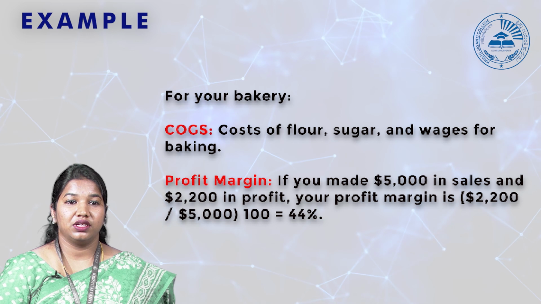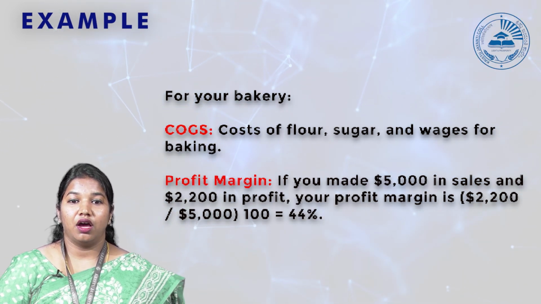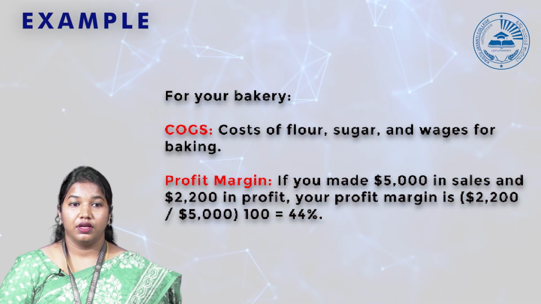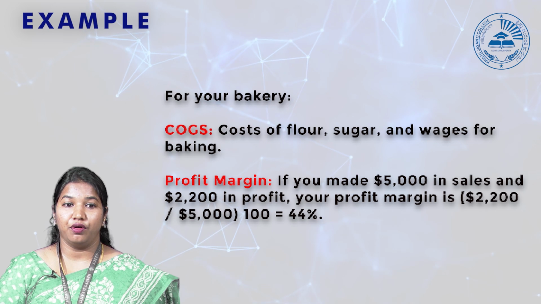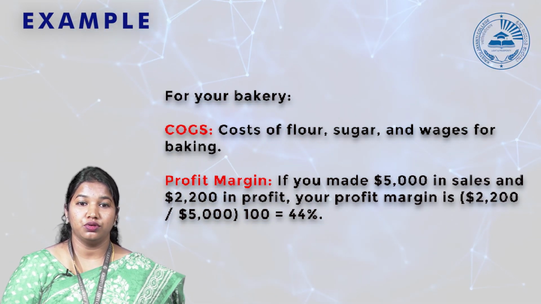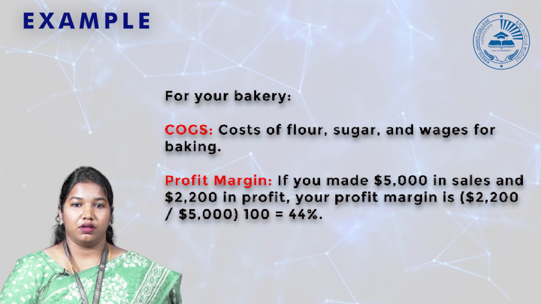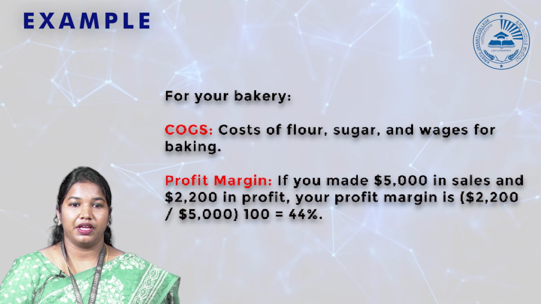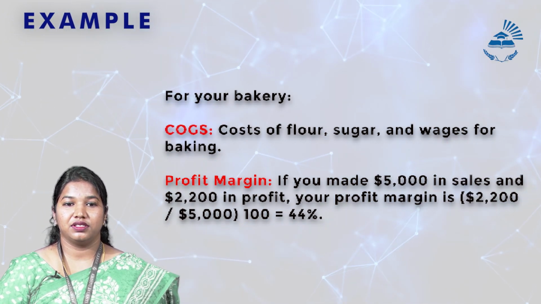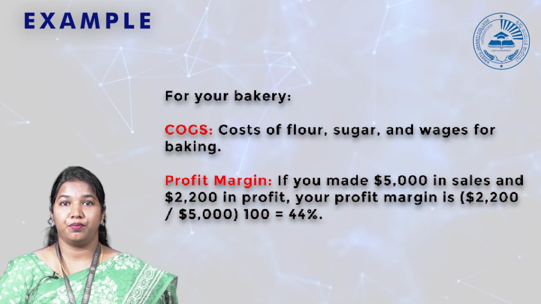For profit margin, say you made $5,000 in sales and 2,200 rupees profit. Now your profit margin, with the help of the formula, net income divided by revenue multiplied by 100, is calculated as net profit of 2,200 divided by your sales, multiplied by 100. That gives you the profit margin, that is, you are having 44% growth in your profit.